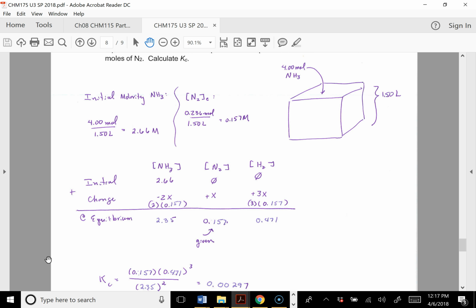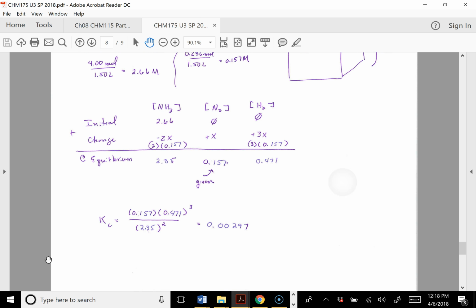Okay, so now in order to get 3x, we're going to take 3 times that quantity. So take the initial, apply the change. So at equilibrium, here's our H2, 0.471. Similarly over here, we're going to take 2 times 0.157. So that's going to be your negative 2x, and that's what we're going to subtract from 2.66 to get the equilibrium concentration of your NH3. Once you have these 3 equilibrium concentrations, you're ready to plug into your equilibrium constant expression and knock out a value for Kc.